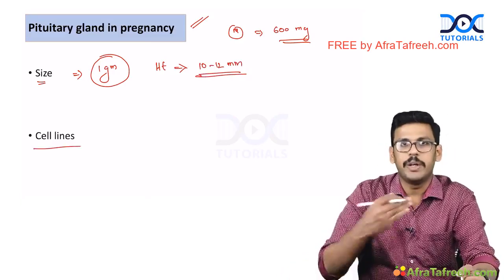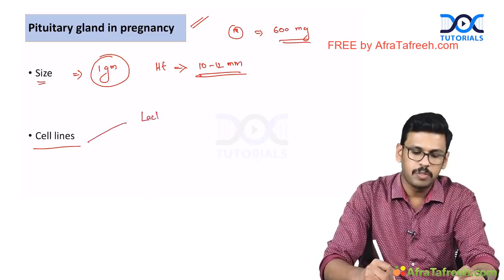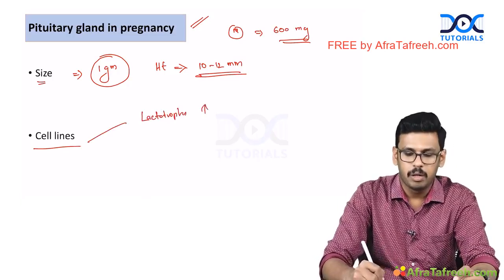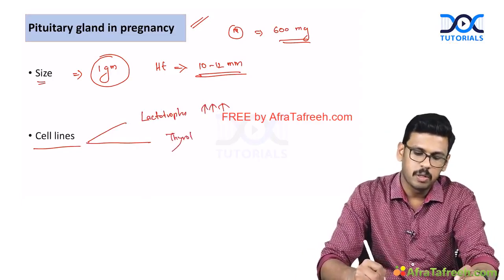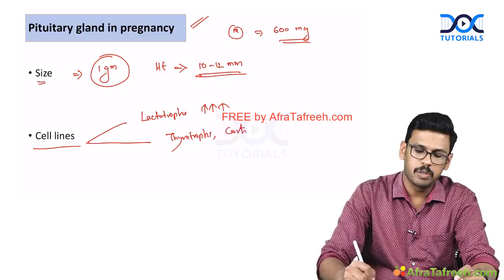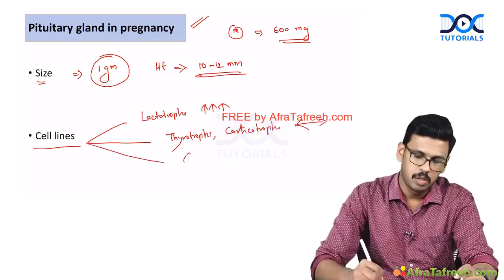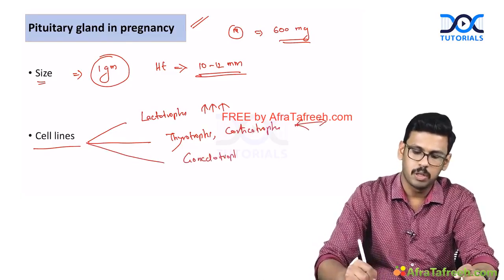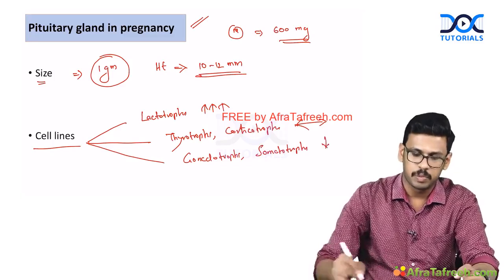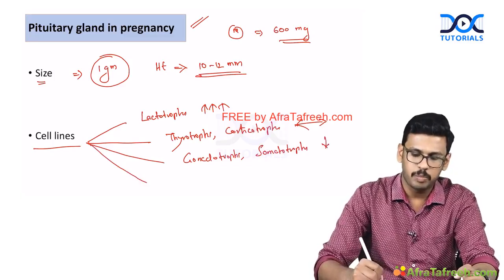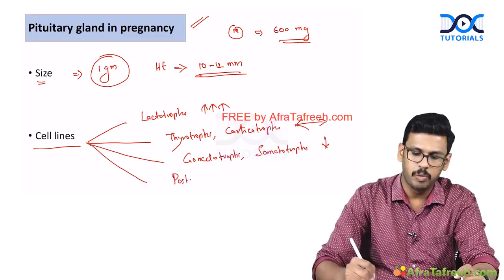And what happens to individual cell lines during pregnancy? The lactotrophs number increases manifold. The thyrotrophs and corticotrophs remain the same. There is no change. The gonadotrophs and somatotrophs reduce. Arginine vasopressin production, or the posterior pituitary size, also reduces.